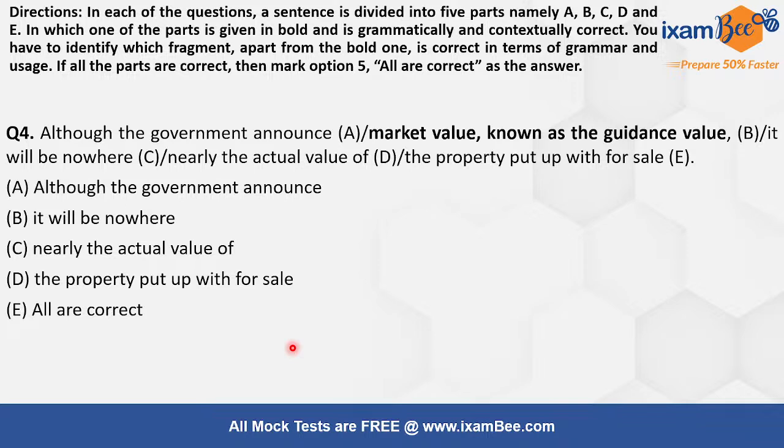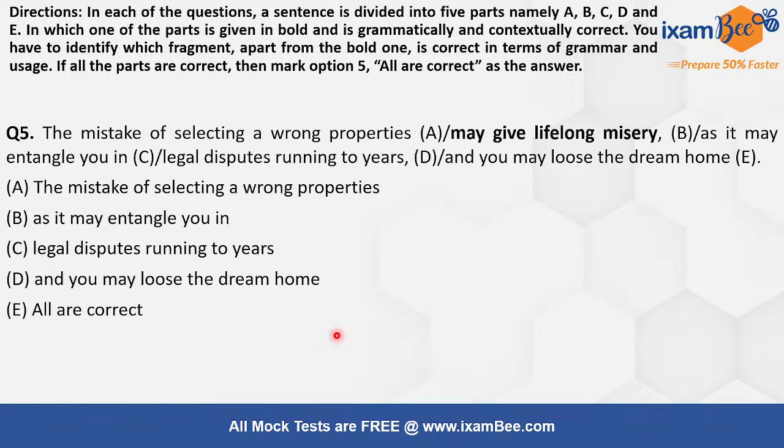So here it says, although the government announced, so it should be the government announced market value known as the guidance value, it will be nowhere nearly the actual value of. So near the actual value of, this is incorrect. The property put up with for sale. So with is incorrect here, it should be put up for sale, right? So D and E also contain errors, A also contains an error, the only correct part is C, right? So C is the correct answer here. Moving ahead to the next question.